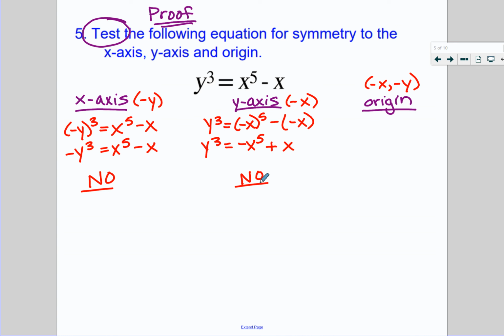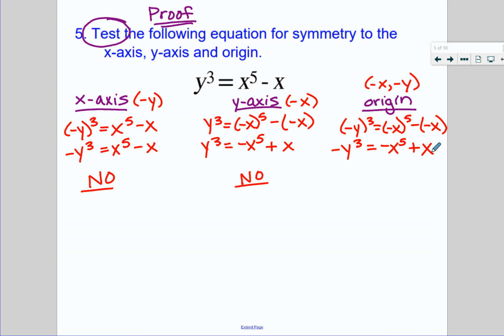Okay. Third one, take the y and the x out and replace both of them. -y to the 3rd equals -x to the 5th minus -x. So this is kind of a combination of what you've already done in those first 2 columns. We know what the left is going to simplify to. We already said that's -y to the 3rd. We know the right is going to simplify to -x to the 5th plus x.